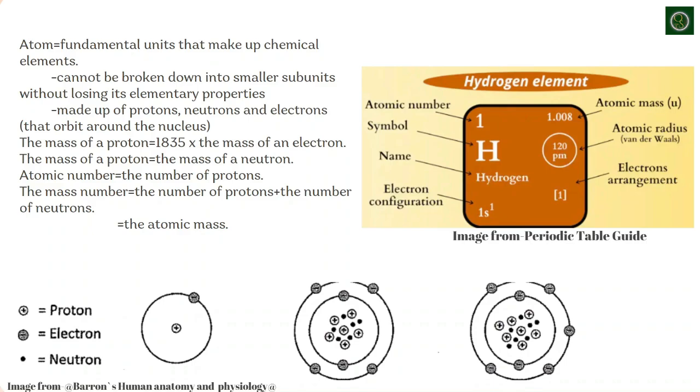If you look in the periodic table, you will be able to see some numbers in each box of the chemical elements. The atomic number is the number of protons. The mass number is the number of protons plus the number of neutrons. This mass is also called the atomic mass.